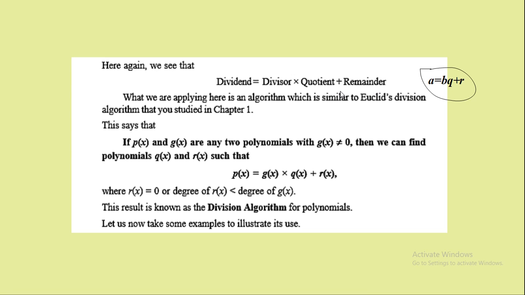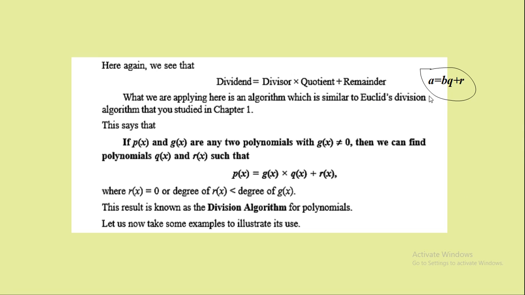Okay, and the remainder can be equal to 0, or the degree of the remainder will be less than the degree of the divisor. And this algorithm has some similarity with Euclid's division algorithm.